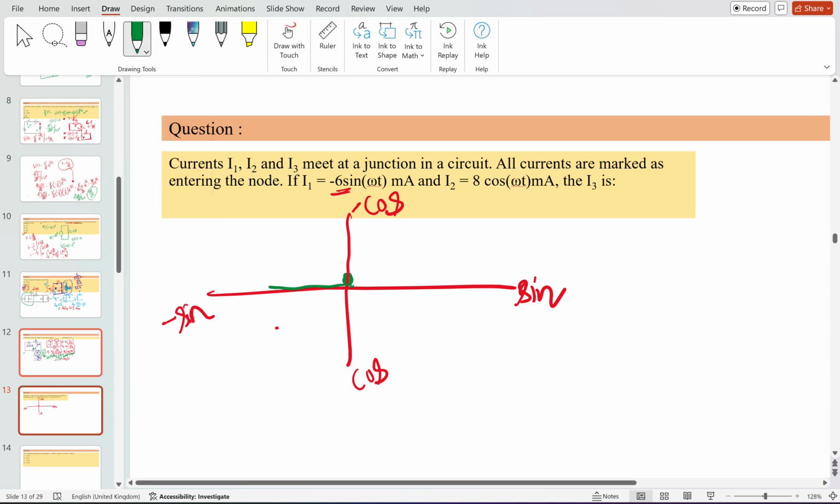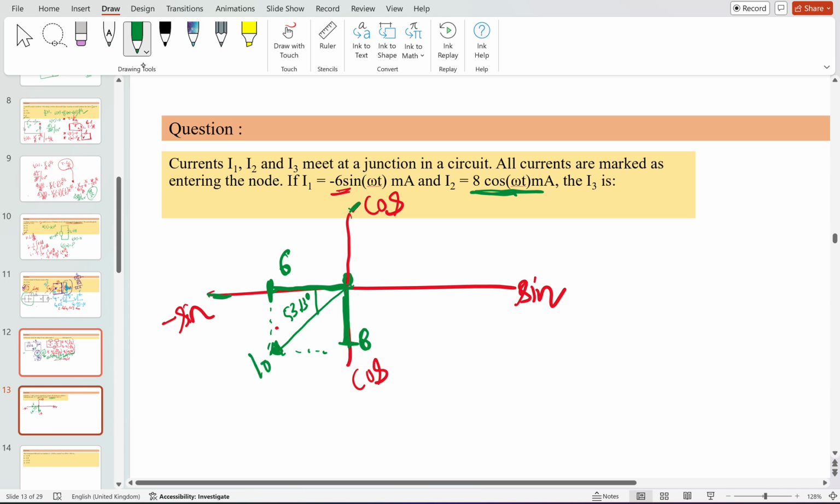Simply equal to minus 6, so it comes out to be here, 6. Second, it is saying 8 cos omega t. So 8 will come like this here, and this magnitude is 8. Now, when you find the equivalent using the rectangular formula, the net will be coming here. Its value is 10, and this angle is coming 53.13. This is I3, minus I3 basically. So when you want to find this value, how to write this 10?